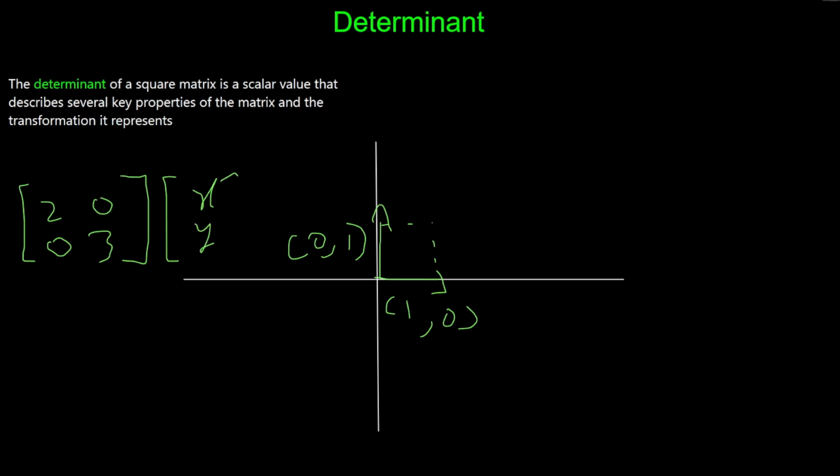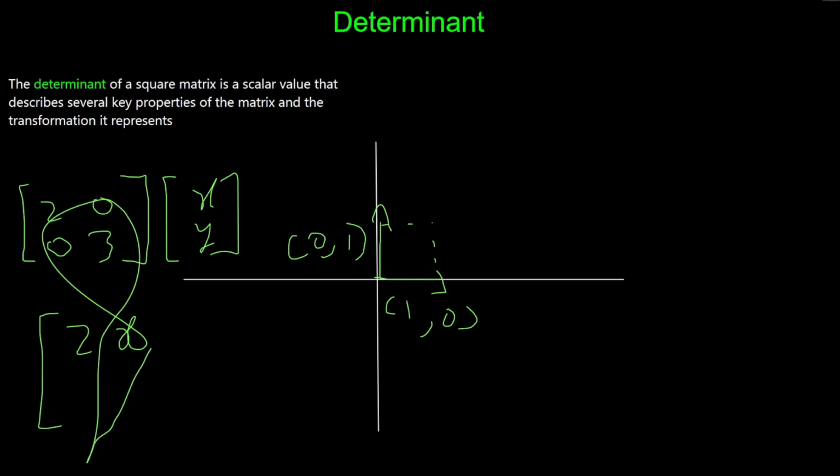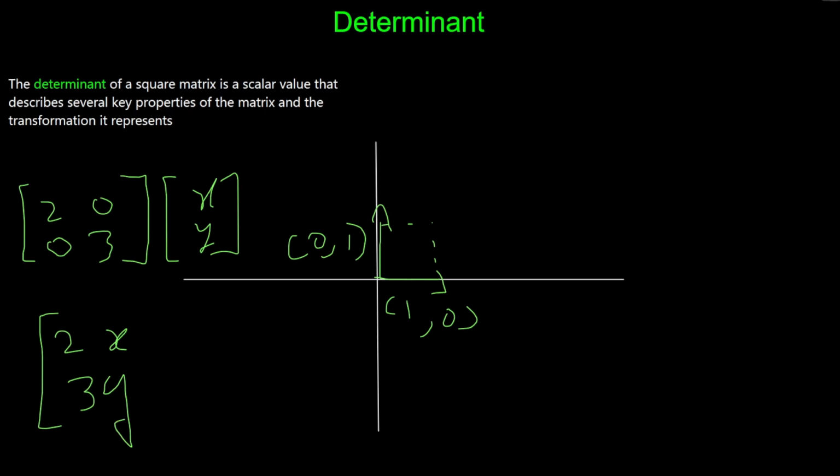So what will we get if we multiply this? You'll get 2x and 3y. So what happened? The x-axis is scaled 2 times. This 1 unit will now be 2 units, and the y-axis is scaled by 3 times. So 1 unit from the original axis will now represent 3 units, because it's scaled on the y-axis 3 times.